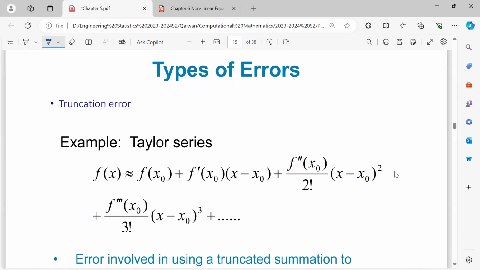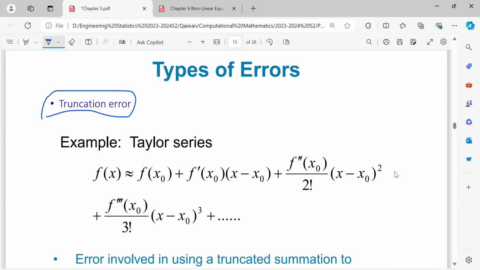Now we have types of errors. In this chapter, we just talk about types of errors. First, we have truncation error. Truncation error is used for, let's say, infinite series. To evaluate an infinite series, we cannot find the sum of infinite values. We cannot get infinite values. What we do, we ignore some terms, or we just take a few beginning terms and then ignore the rest. We say that the value which we get is an approximate value.